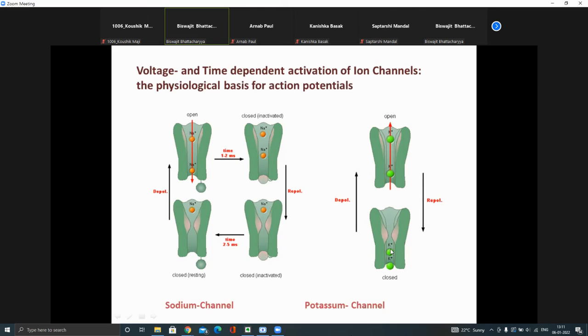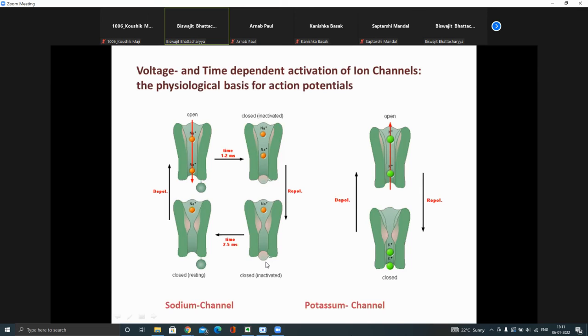Between open and closed, there is one more state called the inactivated channel. Inactivated means the channel is as if open, but it is inactivated, meaning the ions cannot move or pass through it. There is a subtle difference between opening and closing. Here, ions cannot pass through this.